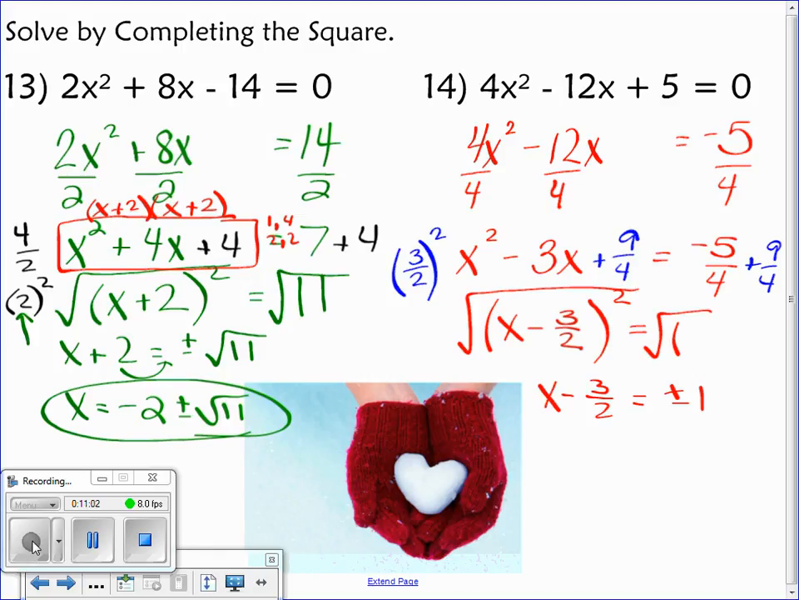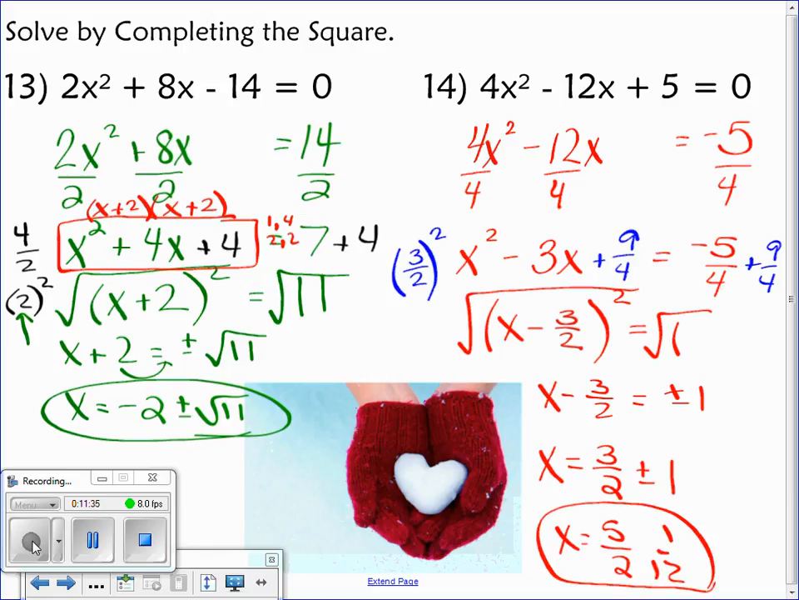I tell you what, more students will miss that darn radical 1 than anything else. Square root of 1, they'll put radical 1, and I'll say minus 1. Square root of 1 is 1. So then x equals, keep going or stop? Keep going, there's no radical there. 3 over 2 plus 1 is 5 over 2. 3 over 2 minus 1 is, no. Good.